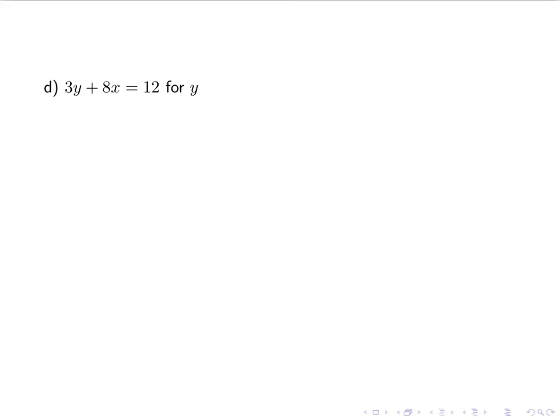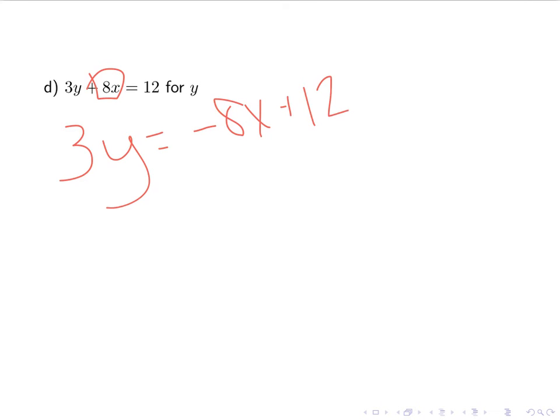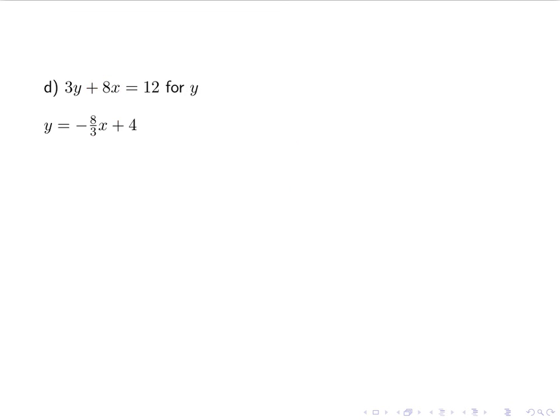So here's another line, 3y plus 8x equals 12. Again, I want to get y by itself. So the first thing I want to do is get rid of that 8x and subtract it over. And again, I'm going to put the x's first. Then I want to get rid of the 3 by dividing. I'm going to divide each of them by 3. So I have y equals negative 8 over 3 x plus 12 over 3 is 4.